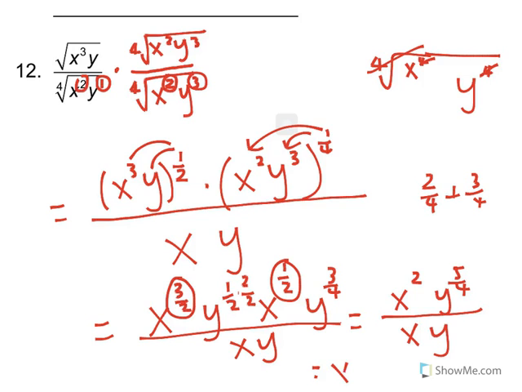So it's going to be x to the 2 minus the bottom, which is 1, and then y to the 5/4 minus 1. And so x to the 2 minus 1 is just x, and then y to the 5/4 minus 1, that's 4/4, which is just 1/4, and that is the final answer.